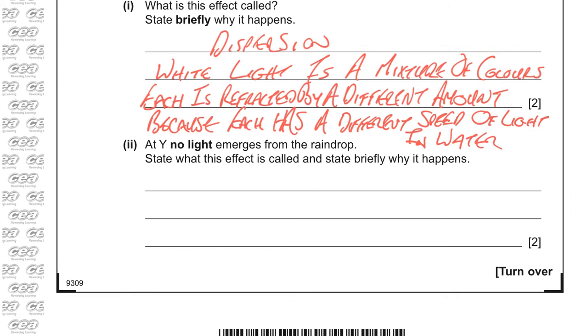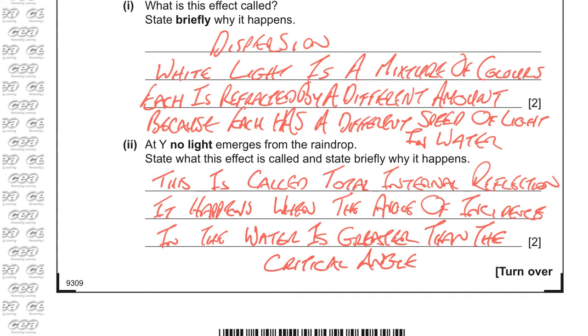So we need to explain the concept of total internal reflection. So firstly what it is, and secondly why it happens. So it's called total internal reflection, and it happens because the angle of incidence for the light trying to leave the water is greater than the critical angle.